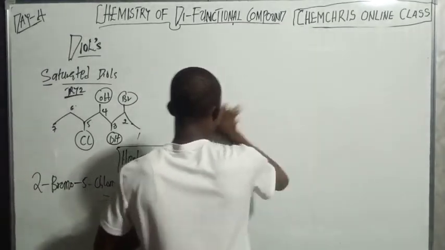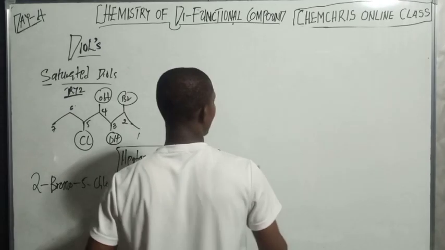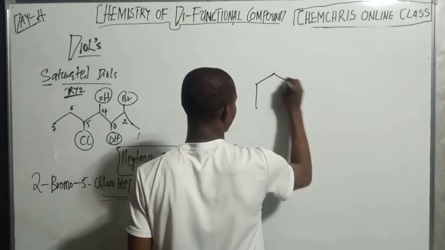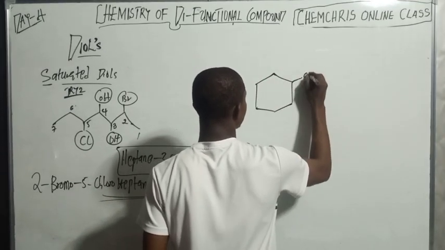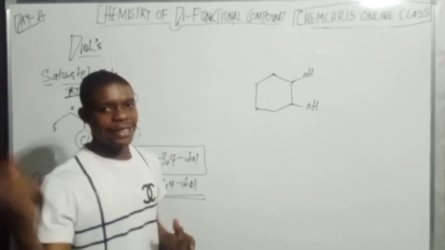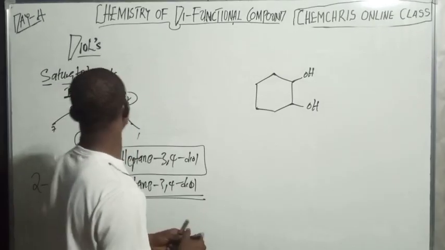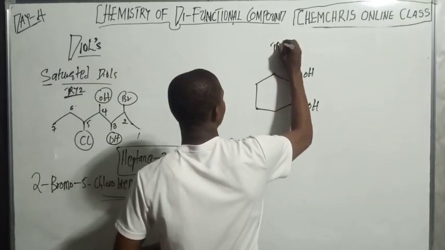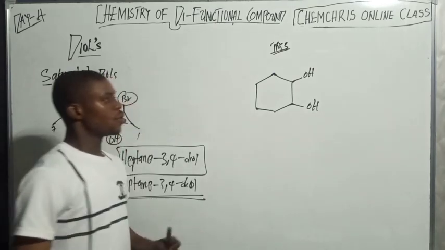Now, what about if I have a cyclo compound? Probably if I have this one here. What will be the name of this? Go ahead, drop the name here. Now, this one should be try 3. I want to see what you can do.